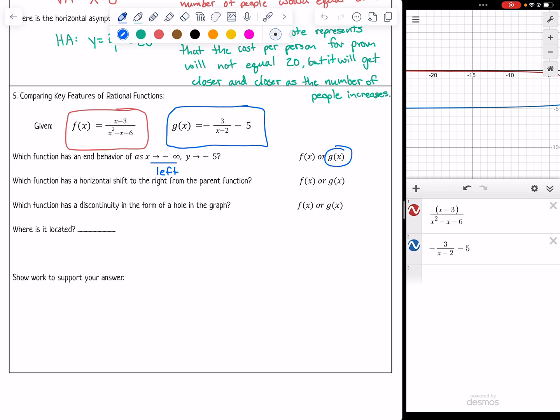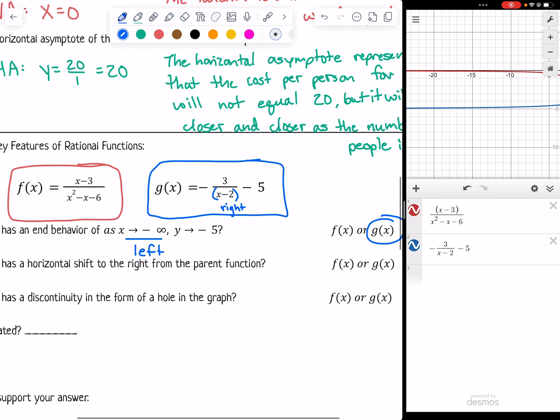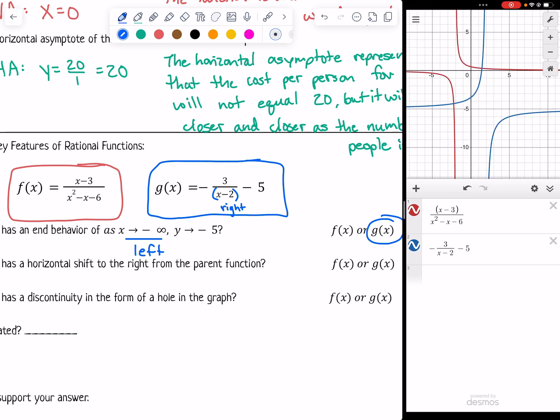And then it says, which function has a horizontal shift to the right from the parent function? So I can look at this right here and see that this does shift to the right because it's in the grouping symbol and it's -2, so it goes to the right. But you can also look at the graph and see that the blue one has shifted to the right.